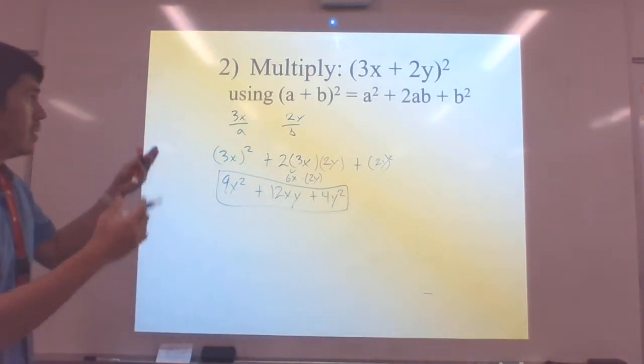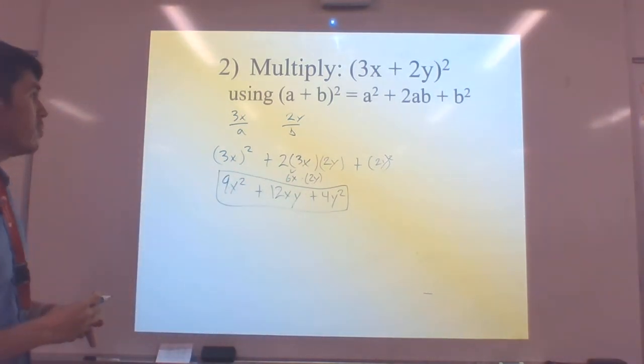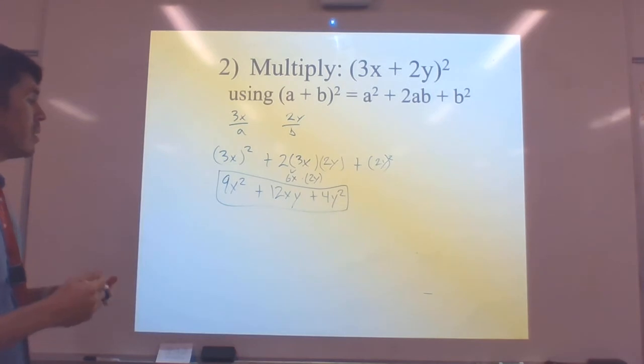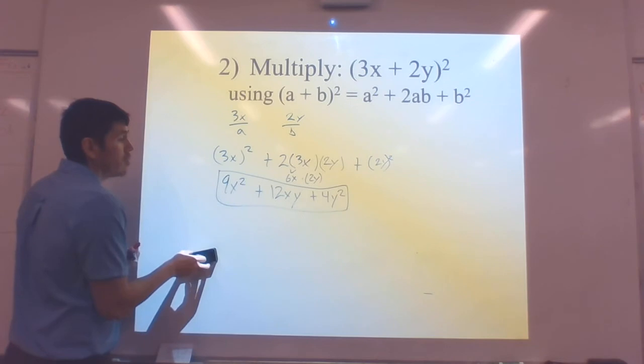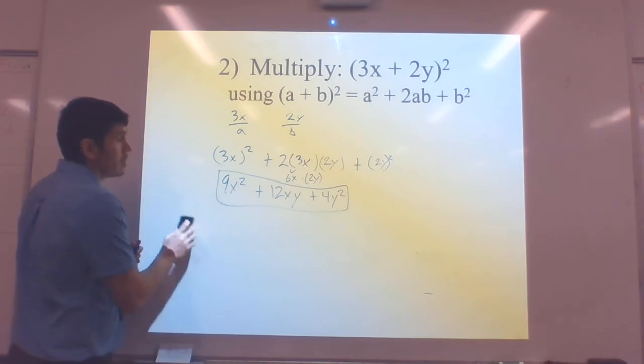So again, that's using the special patterns one. That's going to be the sum of squares. That's what we got right there: 9x squared plus 12yx, or 12xy, plus 4y squared. There it is.